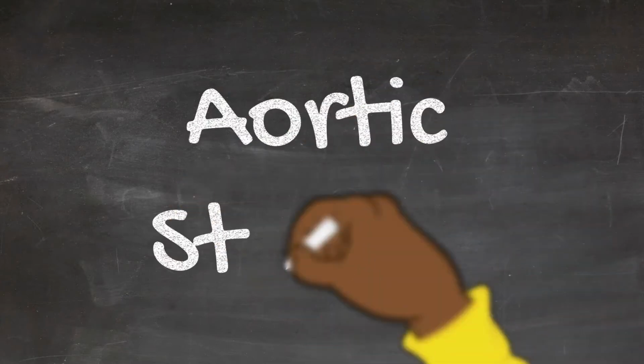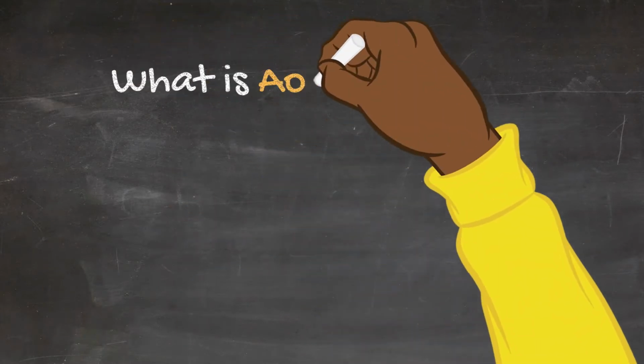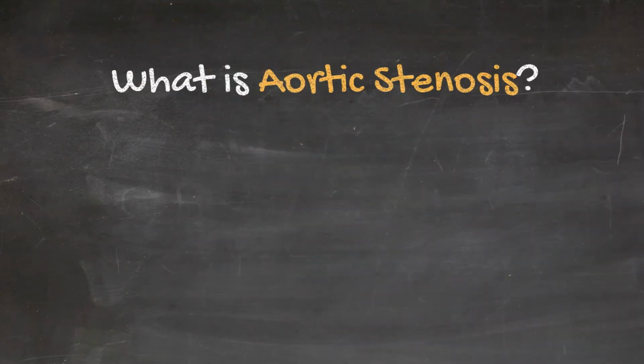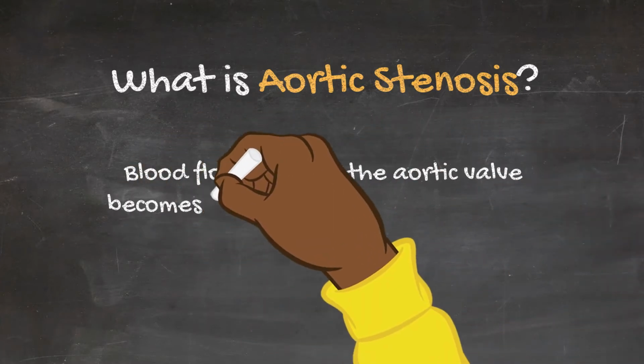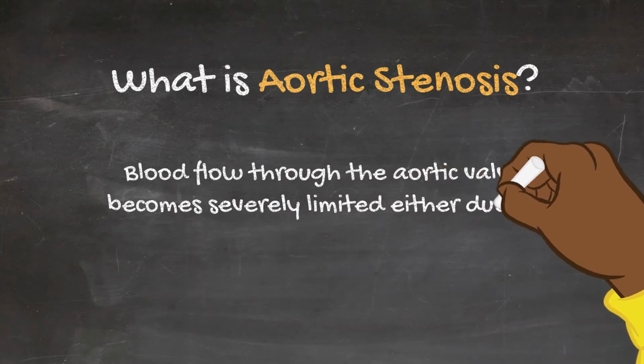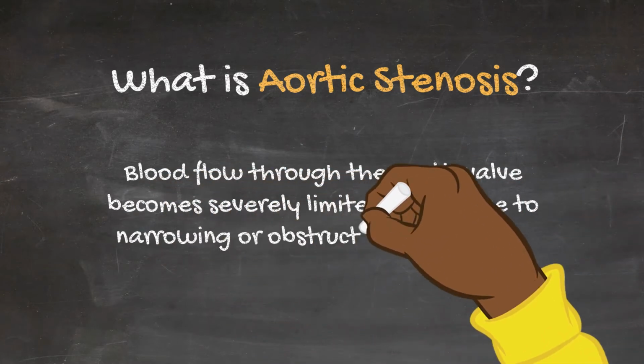Aortic stenosis. What is aortic stenosis? This is where blood flow through the aortic valve from the left ventricle becomes severely limited, either due to narrowing or obstruction of the valve.